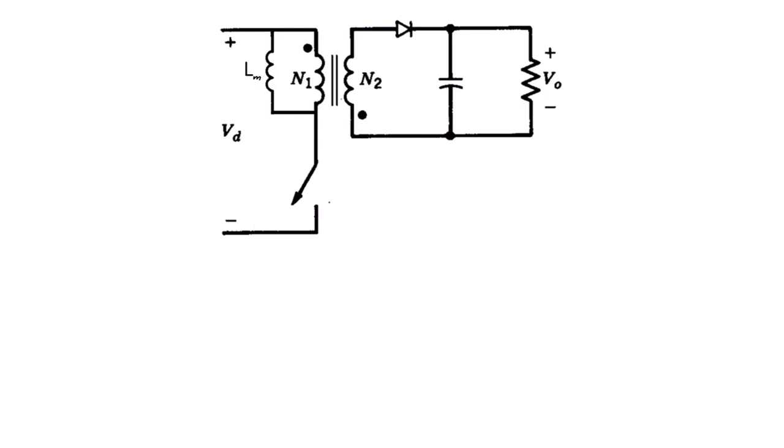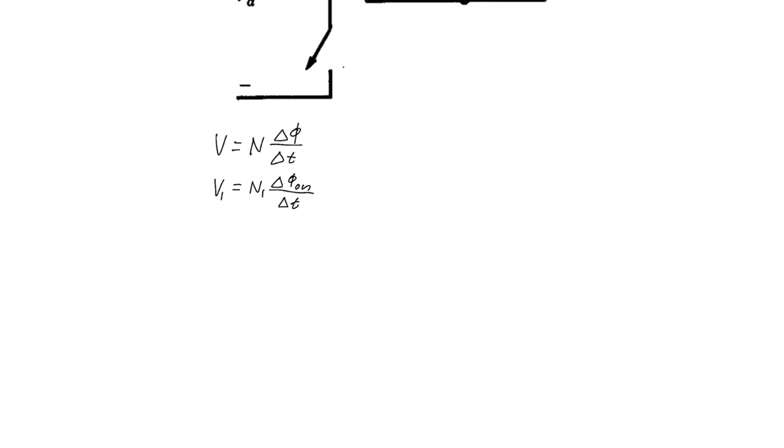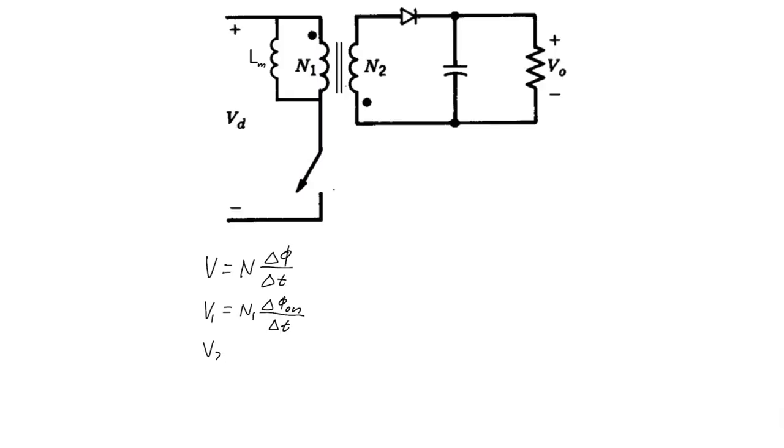So the voltage of an inductor with a core is equal to the number of windings multiplied by the change of flux over the change of time. The V1 corresponding to N1 is equal to the change of flux when it's on over time. So this is the case when it's on. And when it's off, the V2 would be equal to N2 multiplied by the change of flux when it's off over time.